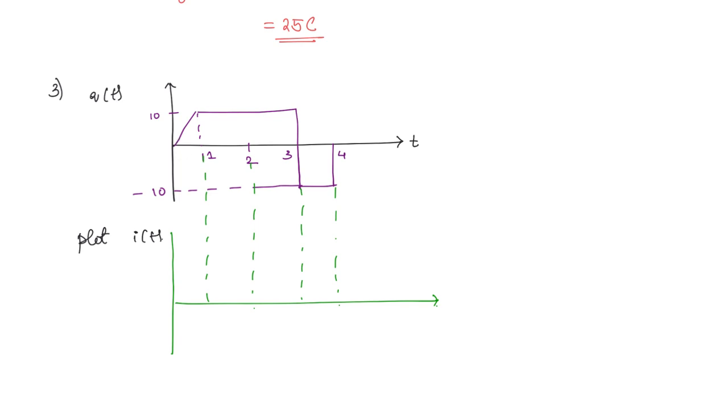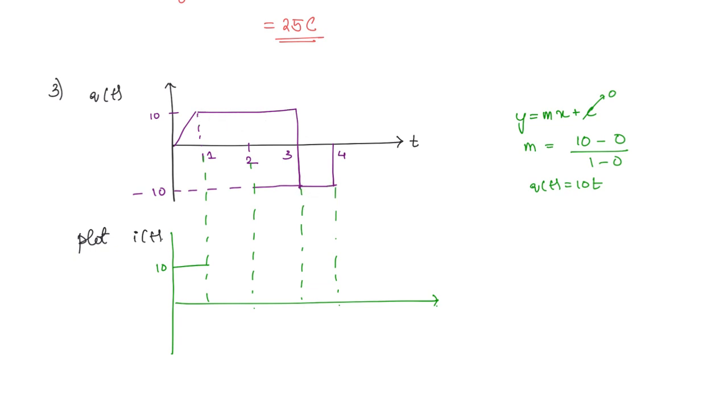What is the expression of this line? Since it is passing through 0, if you take the line y equal to mx plus c, c will simply be 0. So we just need to find the slope. What is the slope? This is equal to 10 minus 0 by 1 minus 0, right? So you have q of t equal to 10 times t. If you differentiate this, it is simply going to be the slope, right? So for I of t we are going to get 10 amperes. And for the rest of the time you can see that q of t is constant.